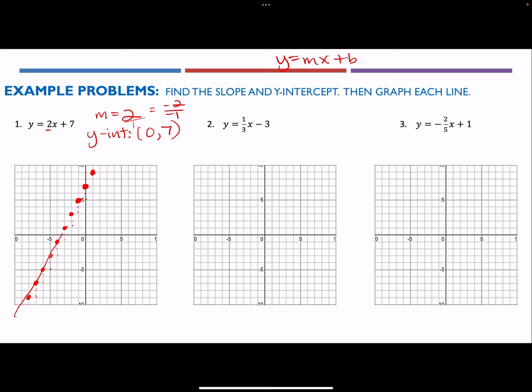Now I have all these points. I'm going to connect them with a line, draw arrows at the end, and I'm done.